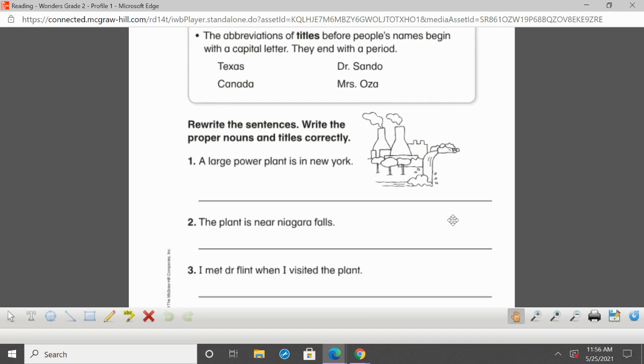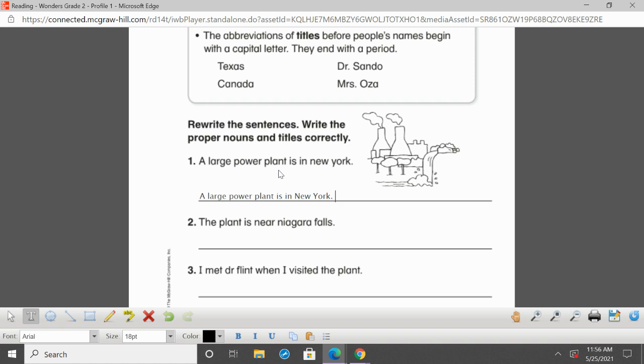Number 1 says, a large power plant is in New York. If we're going to rewrite this, we would have: a large power plant is in New York. New York is a proper noun and needs to be capitalized. It's a special place, so we need a capital N and a capital Y for New York.